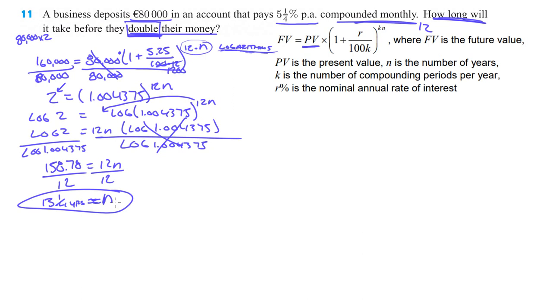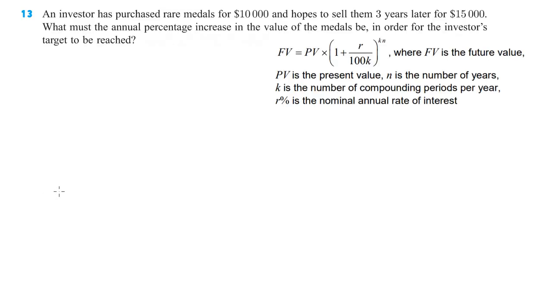Okay. Let's move on to the next one, number 13 here. An investor has purchased rare metals for $10,000 and hopes to sell them 3 years later for $15,000. What must the annual percentage increase in value of the metals be in order for the investor's target to be reached? So purchased for 10,000, wants to sell them 3 years later for 15,000. What's the annual percentage increase in value?